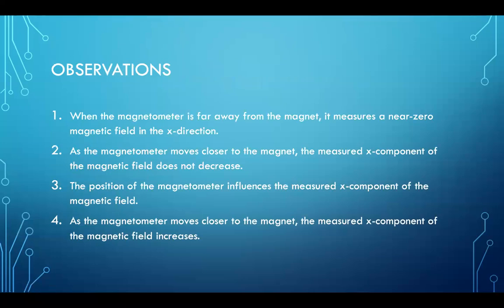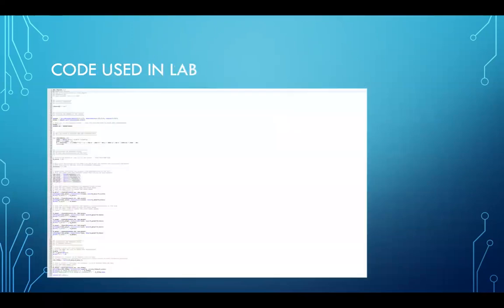The observations we saw were that when the magnetometer is far away from the magnet, it measures a near zero magnetic field in the x direction. As the magnetometer moves closer to the magnet, the measured x component of the magnetic field does not decrease. The position of the magnetometer influences the measured x component of the magnetic field. As the magnetometer moves closer to the magnet, the measured x component of the magnetic field increases.